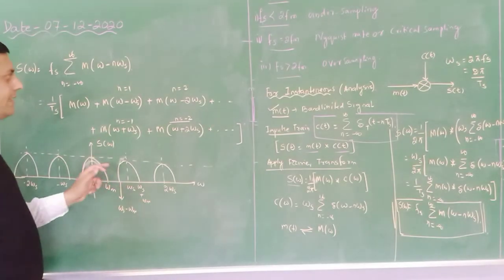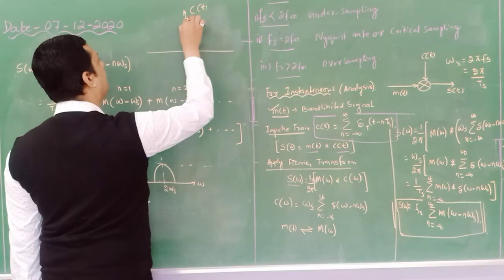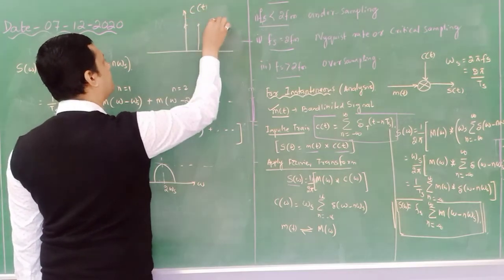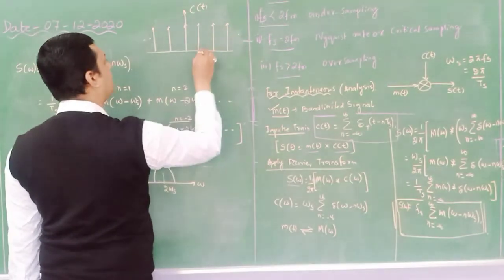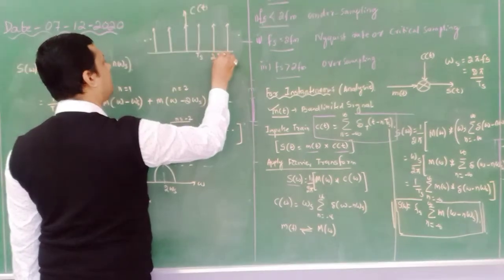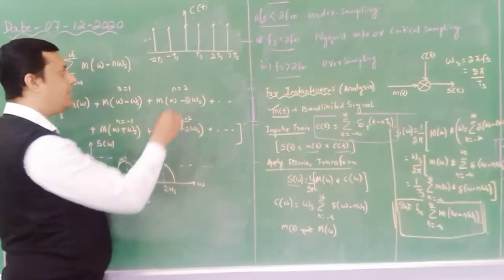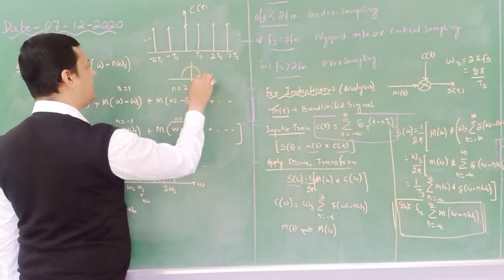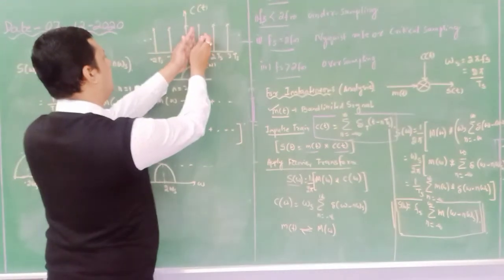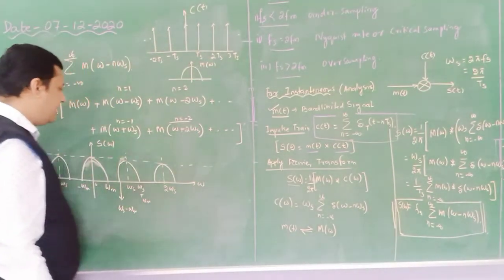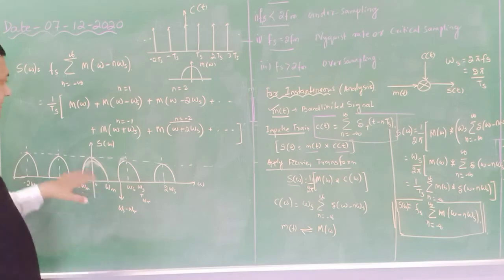Now what does this omega_s indicate? It indicates the pulse train. What is our pulse train? C of t, having a fixed amplitude, like this. This is Ts, this is 2Ts, this is 3Ts, and so on, and minus Ts, minus 2Ts. And your modulating signal is like this, M of omega. Now you are placing this on each of these pulses, so that is my output. Output of what? Output of the instantaneous sampled signal. So this is the sampled signal.